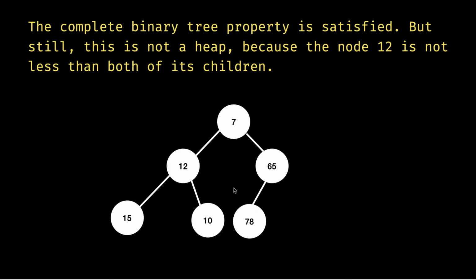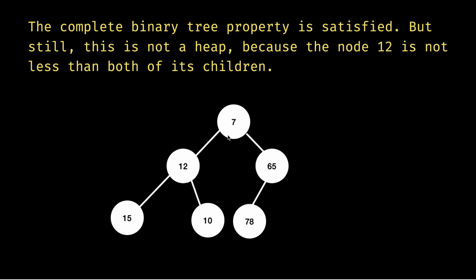But now, if we consider this tree in particular, still this is not a heap. Actually it is a complete binary tree, but this is not a heap. Do you want to know why? Because you can see the node 12 here. 12 is less than 15, but 12 is greater than 10.